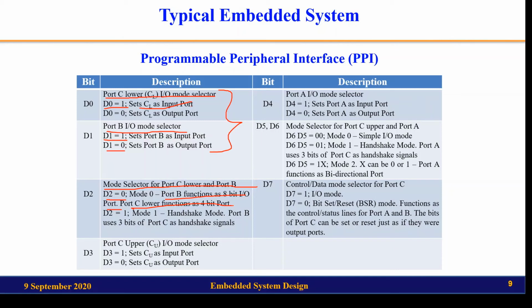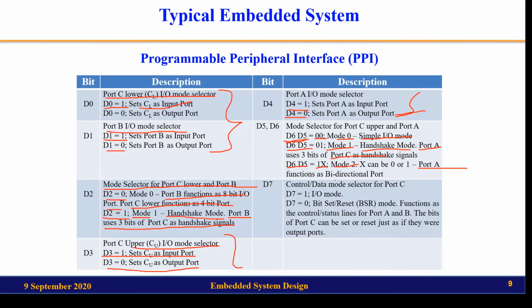So as you can see, x can be 0 or 1. So in this case, the port A can act as a bidirectional port. That means it can be used as both input as well as the output device. Whenever we say input, we can connect an input device, and when we say output, we can connect an output device.